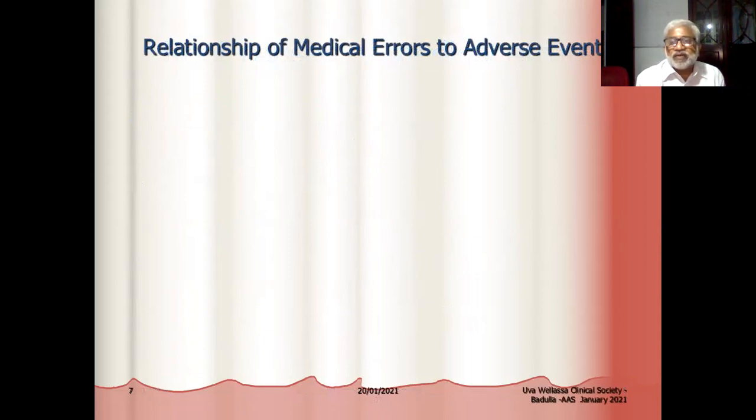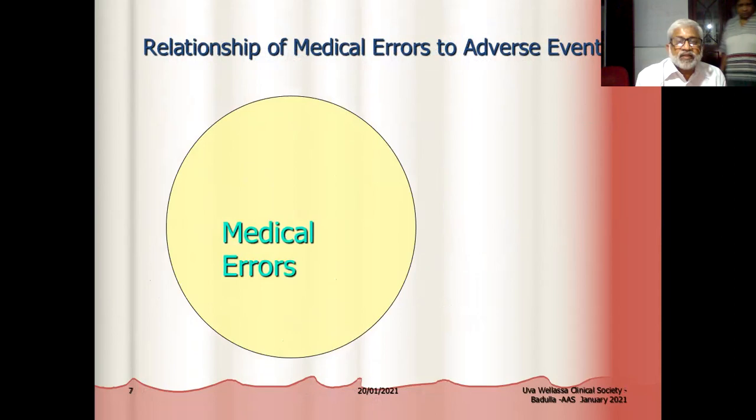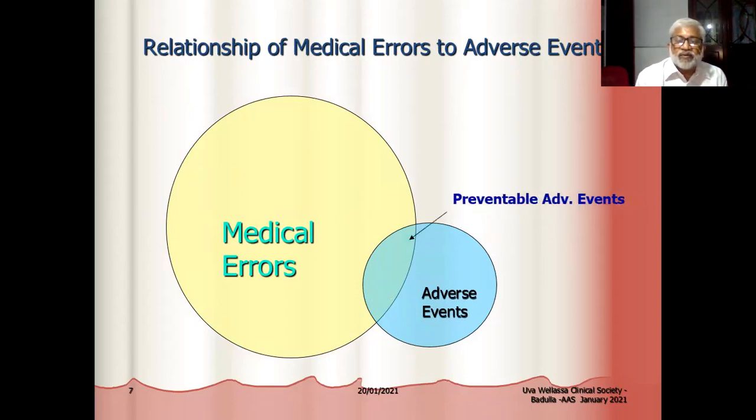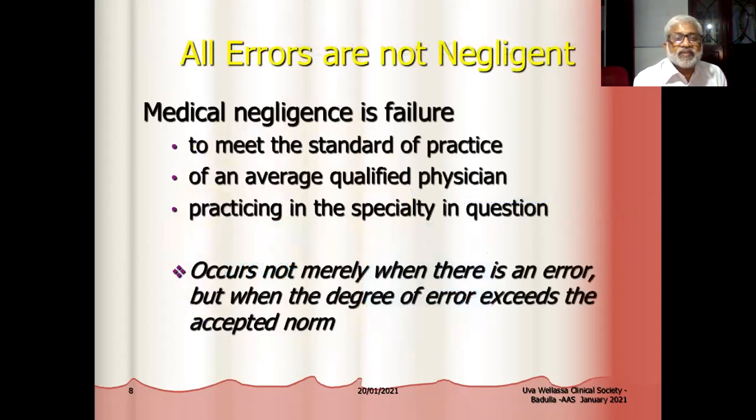Relationship of medical errors to adverse events. Medical errors and adverse events overlap in certain areas. Those are known as preventable adverse events. These adverse events are occurring due to medical errors. Some of these preventable adverse events come under medical negligence. All errors are not negligent.